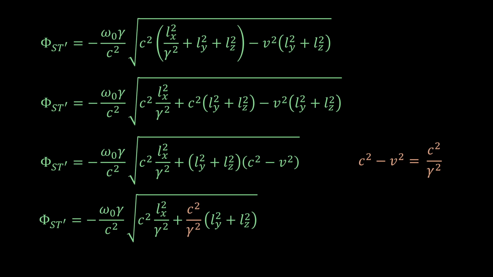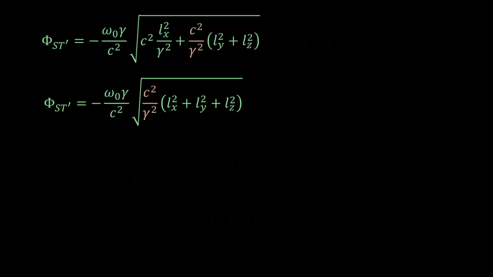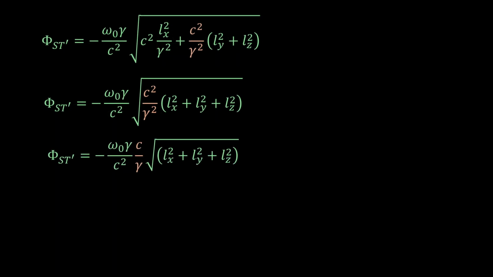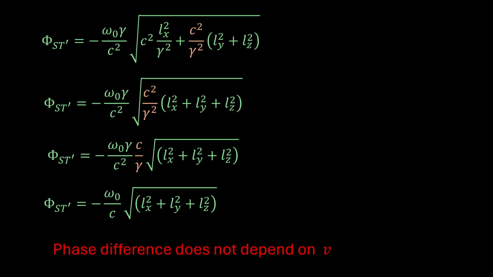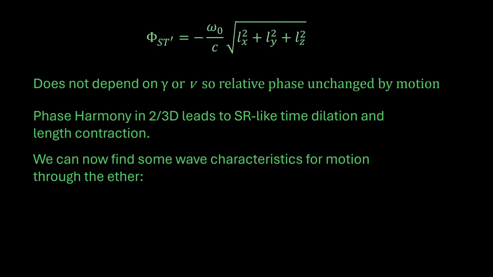But now c squared upon gamma squared is a factor, and because it is a perfect square we can remove it, and we see that gamma cancels, leaving an expression which does not depend on v. Remember, we have done this for the general case, so it will apply to any structure we might consider. The relative phase between any 2 FRs is unchanged by motion through the ether because phase harmony leads to the special relativity time dilation and length contraction.